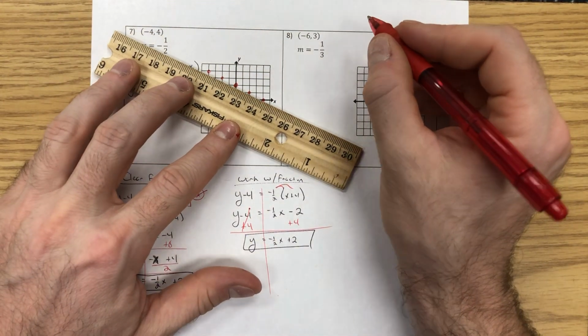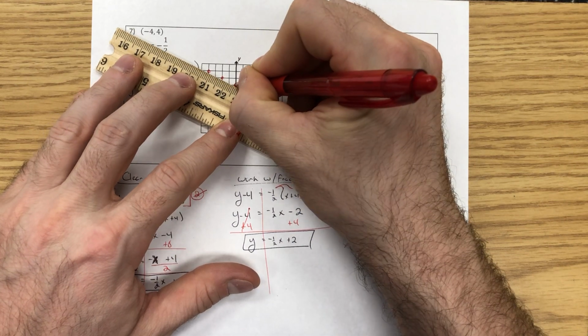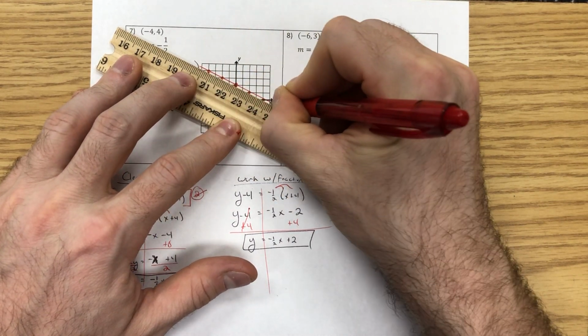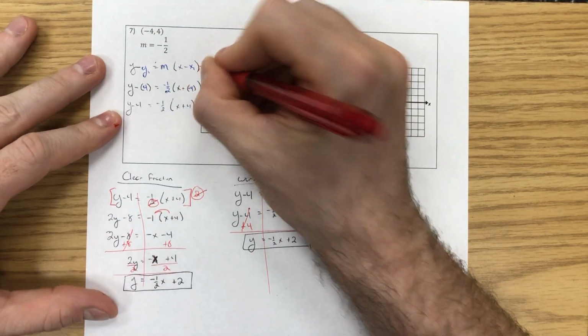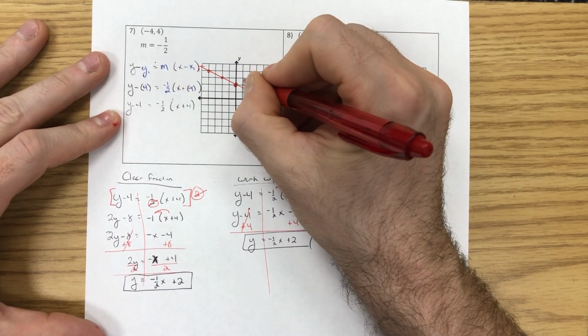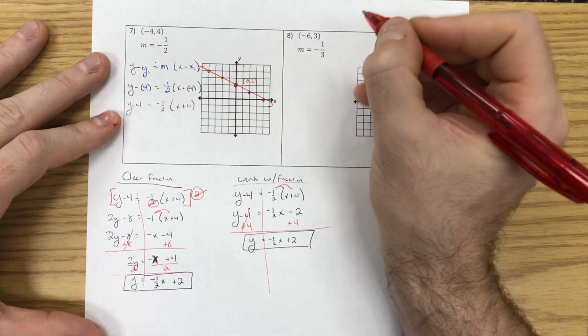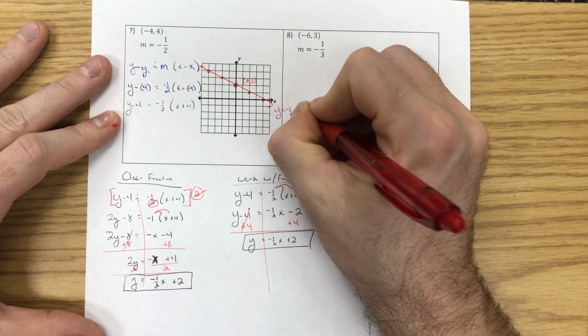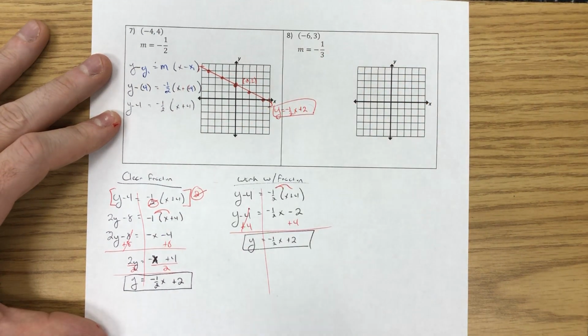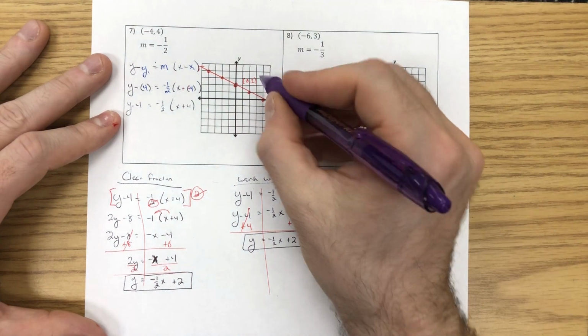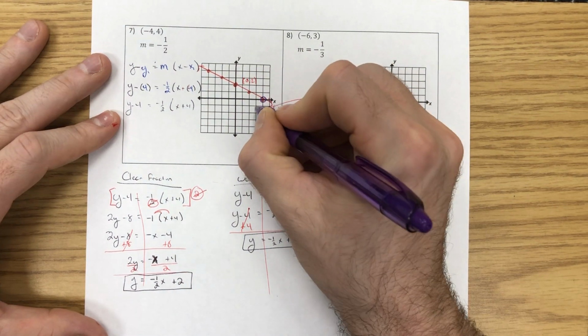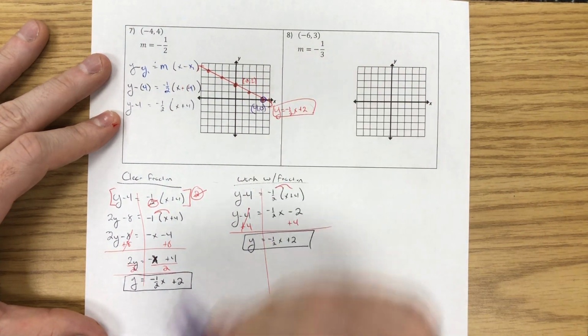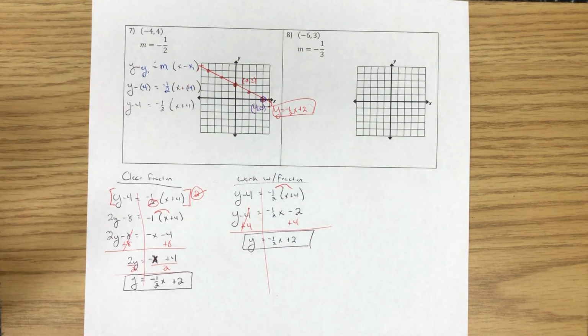Let's see what it looks like and what we need to label. Two things. Label my (0, 2), my y-intercept. I'm going to say y equals negative 1/2 x plus 2. There's my line. If I want to be super cool, I'm going to go ahead and label that as (4, 0) for my x-intercept. And there we go.